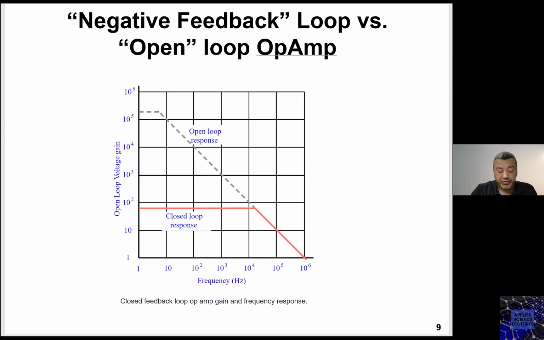Now, this is the open loop response, the dashed line, as you can see here. This open loop response has extremely high gain, right? However, this high gain is at the cost of the frequency of operation. So if you look at the maximum frequency of operation of this op-amp having a flat response, you can see that it is sub 10 hertz.